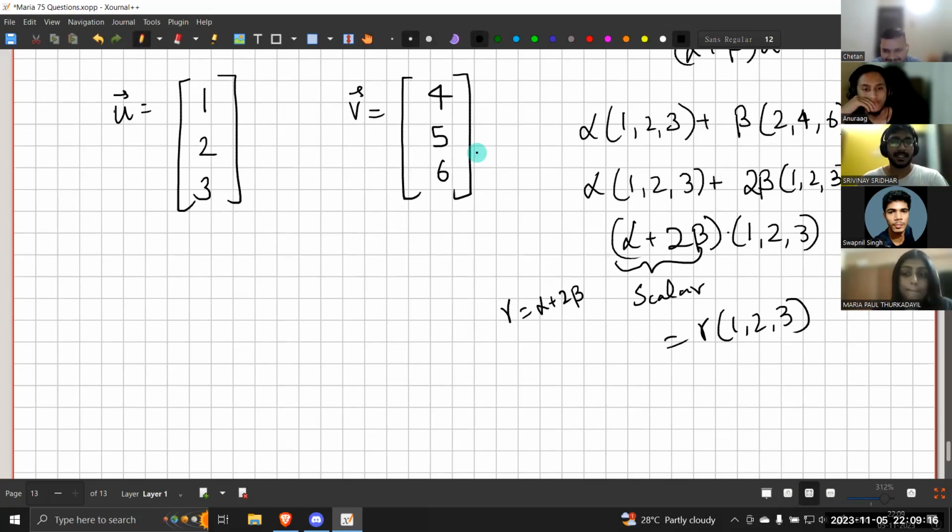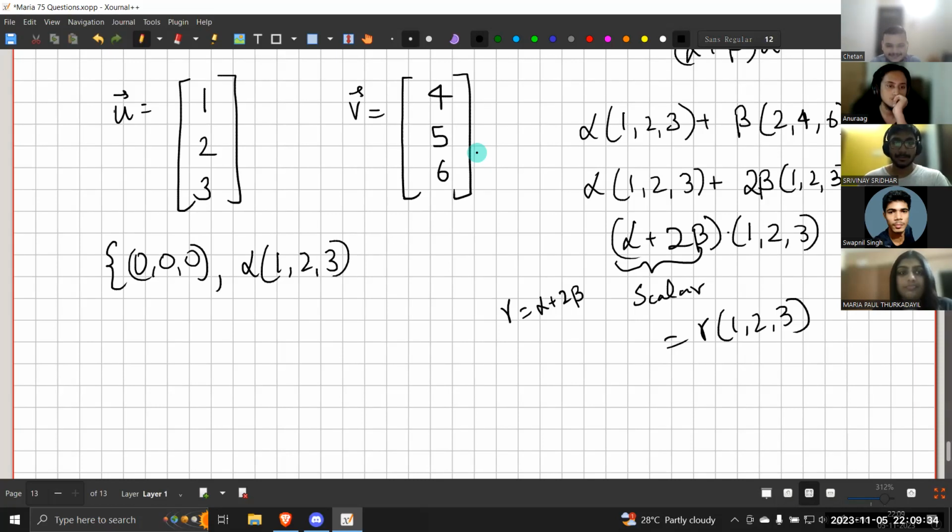I think Swapnil mentioned this. He said, let U be equal to 1, 2, 3 and V be equal to 4, 5, 6. So let me do the same thing that we did before. I'm going to make a set. I know 0, 0, 0 has to be part of the set, and then I added alpha times 1, 2, 3. So I've added U here.